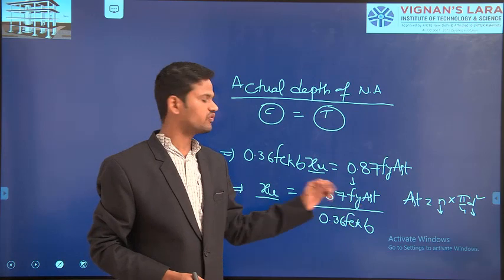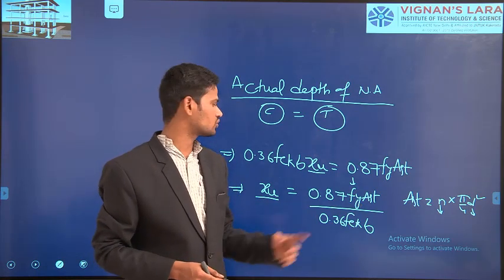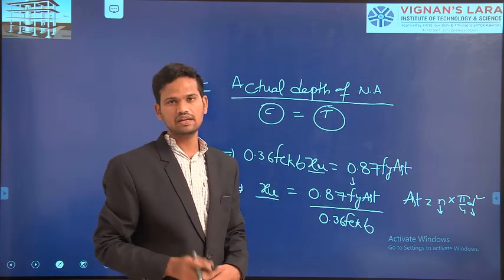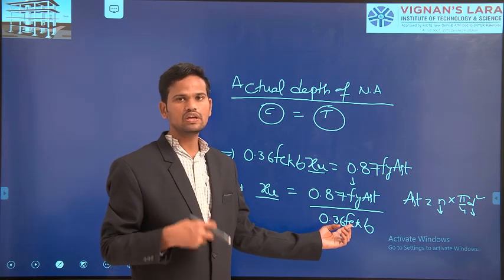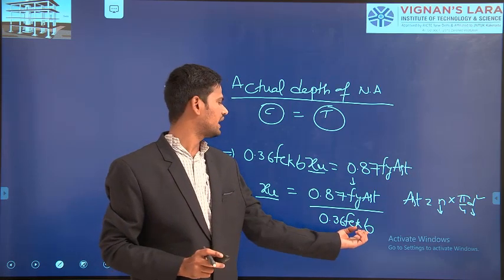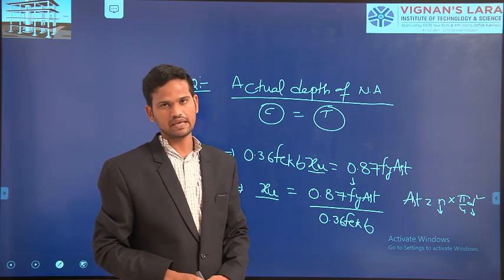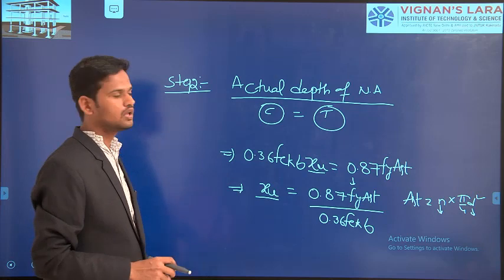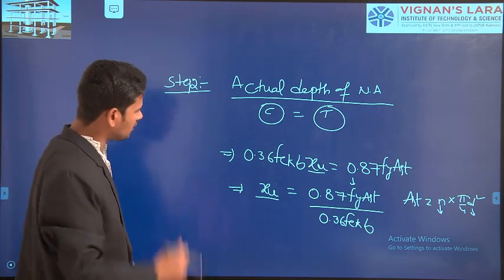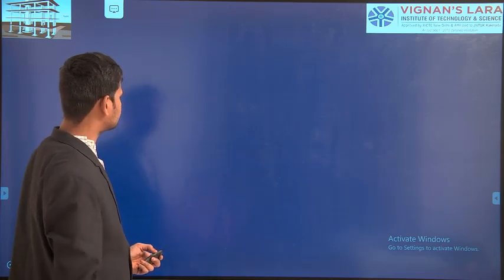The units: fy is in Newton per mm square, area of steel is in mm square, characteristic strength is in Newton per mm square, and width of the section is in mm. These dimensions you should remember. This is the actual depth of the neutral axis.